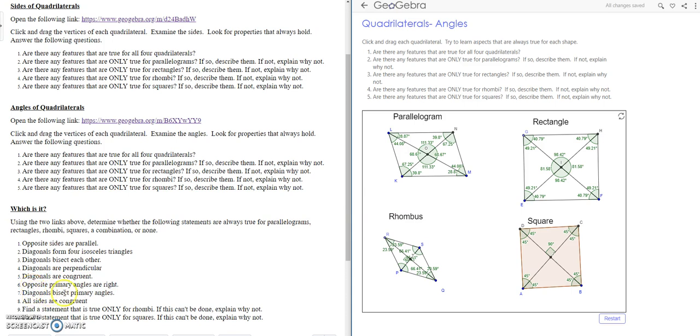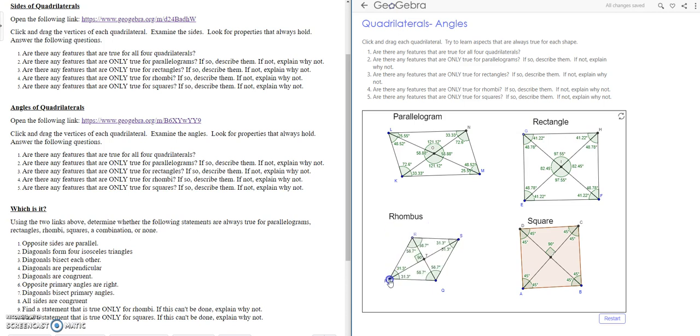Next one, diagonals bisect primary angles. So that would mean it cuts the primary angle in half. Well, if I look up here, those 2 measurements are not equal. They're not, so it's not bisecting that angle. So in a parallelogram, not a true statement. In a rectangle, those measurements are not bisected. So it's not true for the rectangle. Now let's look at the rhombus.